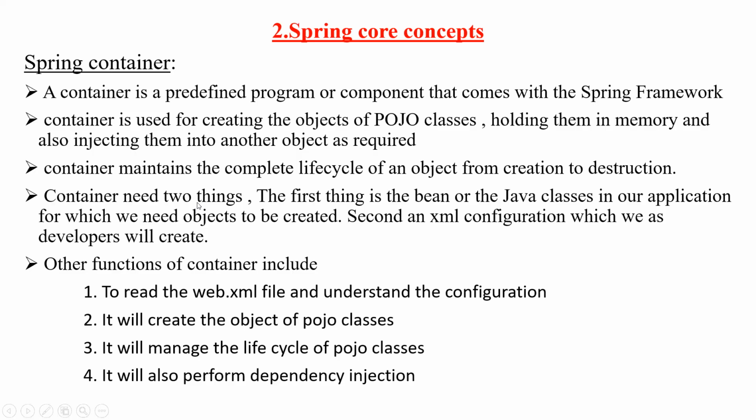Guys, the container needs two things. The container maintains the complete life cycle of an object from creation to destruction. For the container to perform all these things, it requires two things. The first thing is the bean or Java class. POJO class, bean class, or Java class, all three are the same. Sometimes I call it a POJO class, sometimes a bean, or Java bean. Java bean is the same as POJO, and you can also call it a normal Java class. But make a habit of calling it a Java bean.